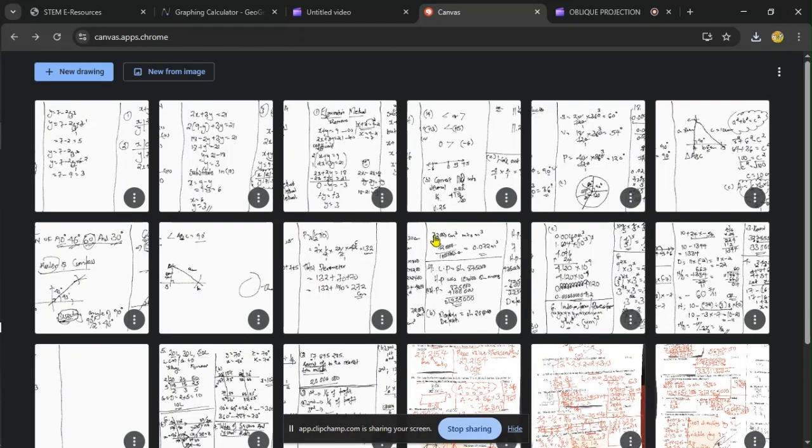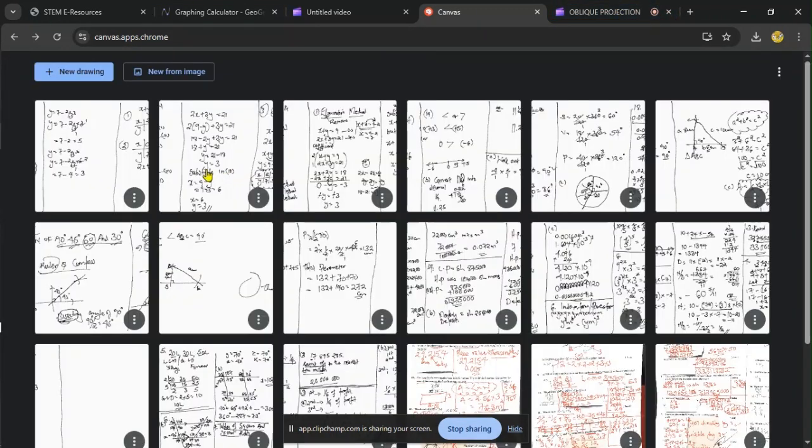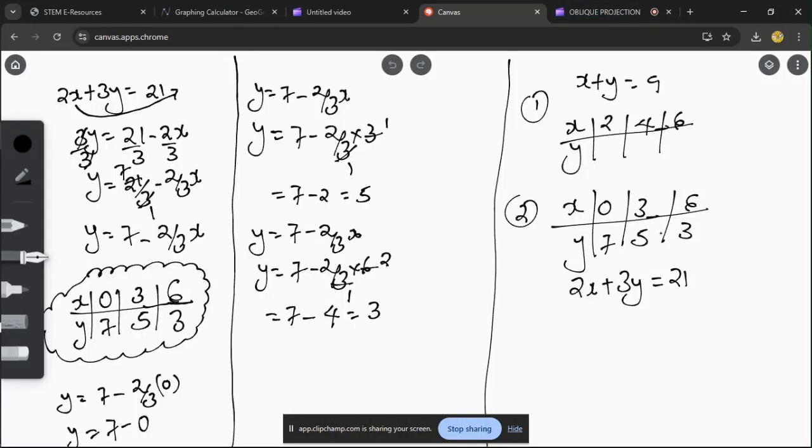The other one you can also check from your book. It is 7, 5, 3. So I come back here. Here is 7, 5, 3. So this is for this equation, and this is for that one. Now, these are the points that I'm using to plot my graph.